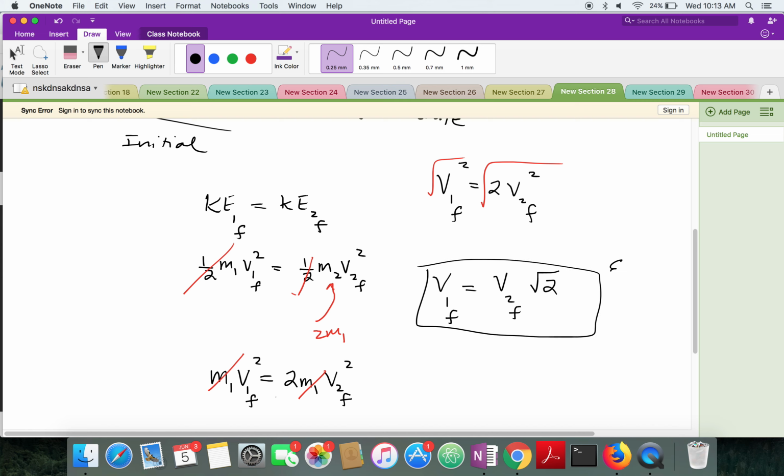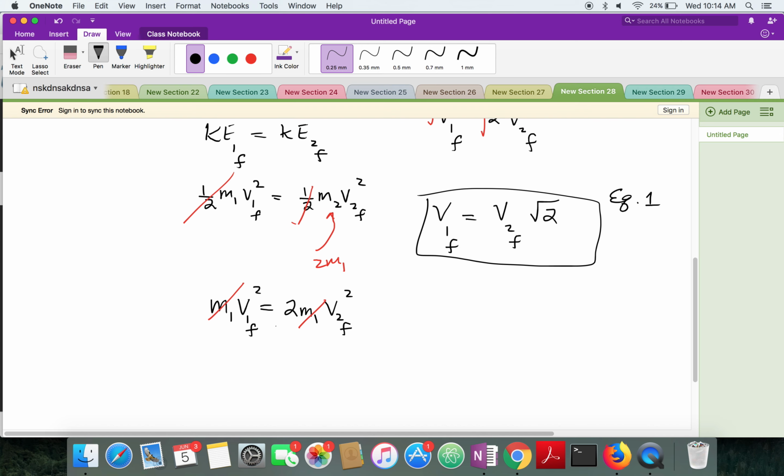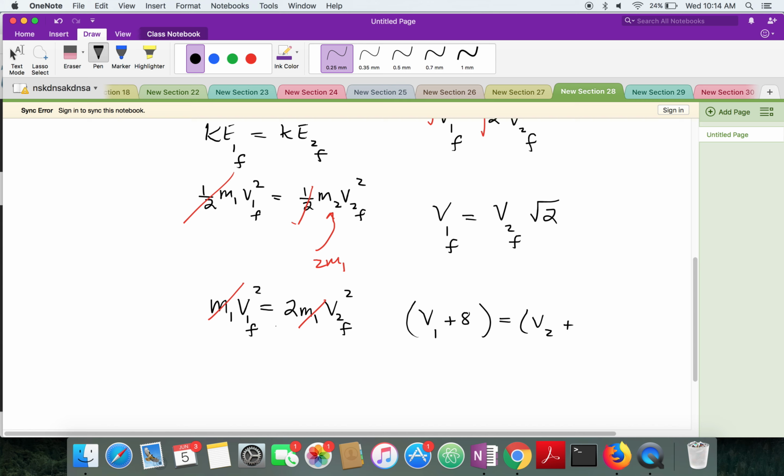I guess we could call this equation 1. And actually, we could make this a little more complex, because we know these are both the finals, so I'm not going to call that equation 1 yet. We know that this is v1 initial plus 8, and this is v2 initial plus 8. So let's go ahead and put that in. So we're going to say v1 plus 8 equals v2 plus 8 times the square root of 2.